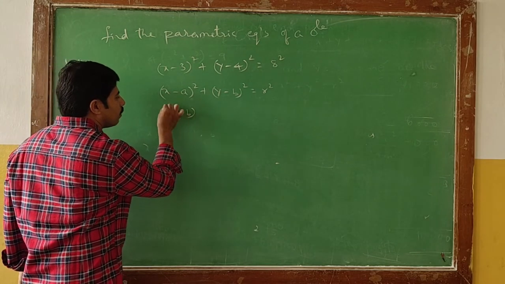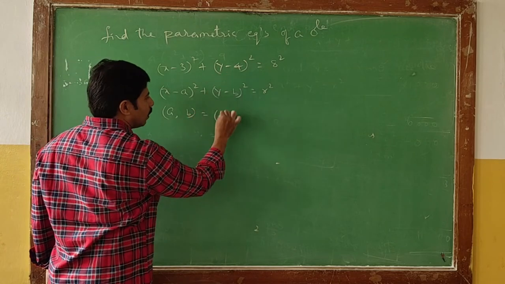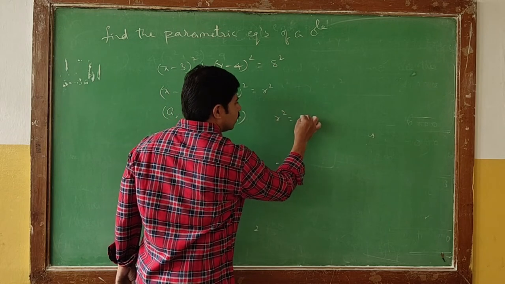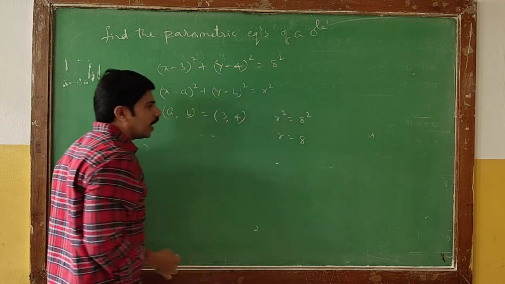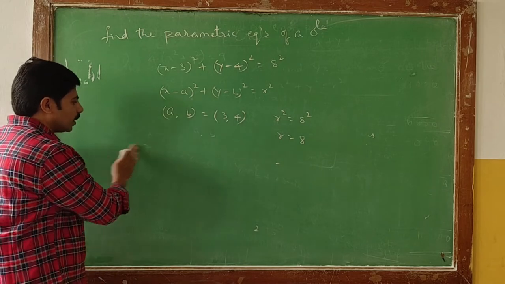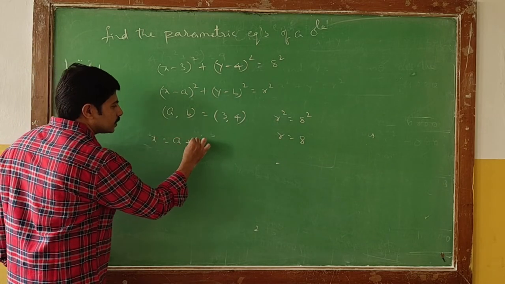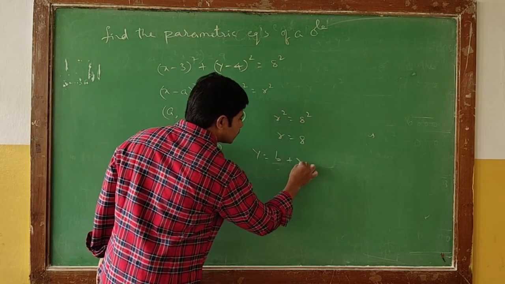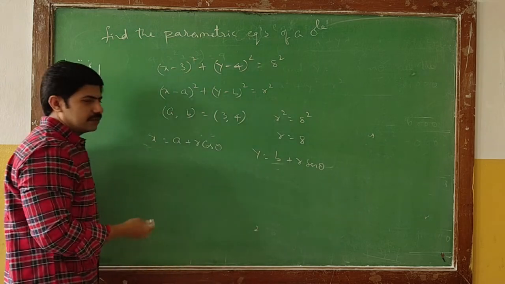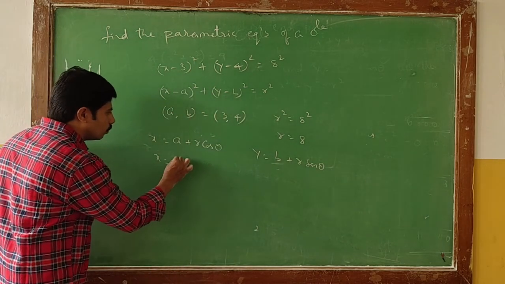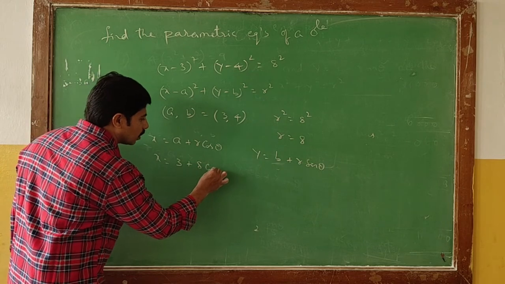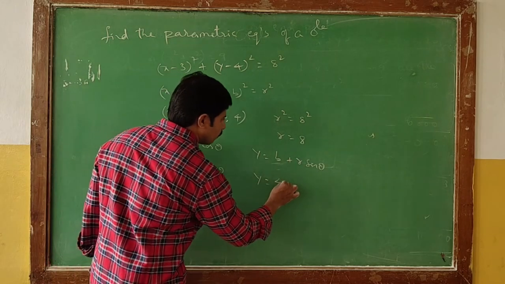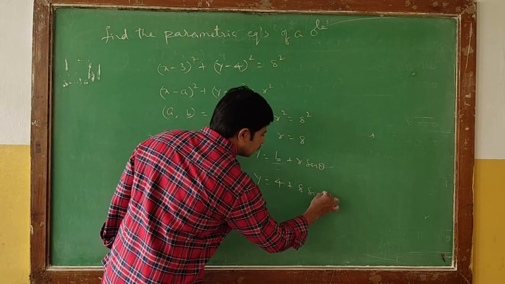What is the center a comma b? It is clearly 3 comma 4. And r square is equal to 8 square. Okay, then r value is 8. Now we have the center and radius. So what is the parametric equation? X is equal to a plus r cos theta, y is equal to b plus r sin theta. Substitute this. X is equal to 3 plus 8 cos theta. And y is equal to, b value is 4, plus 8 sin theta.